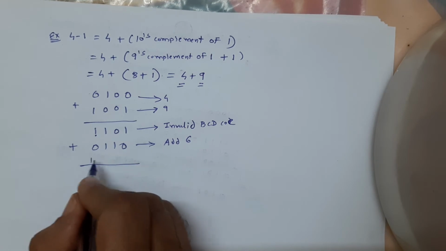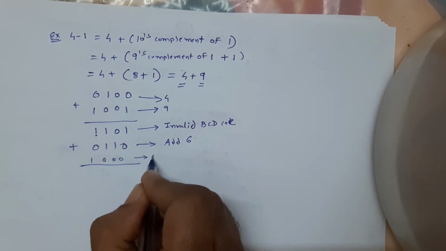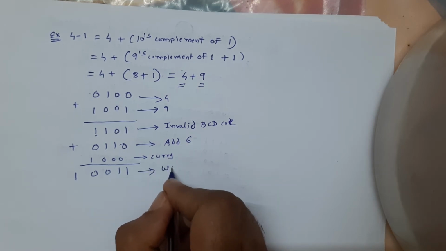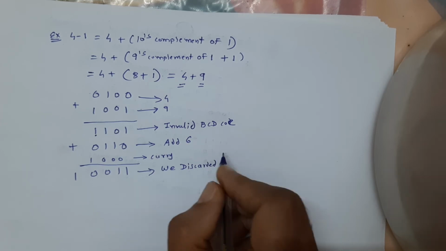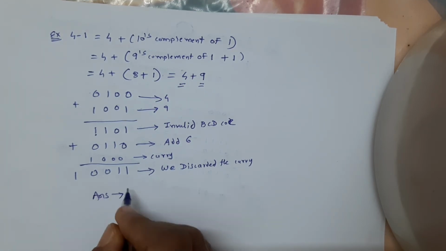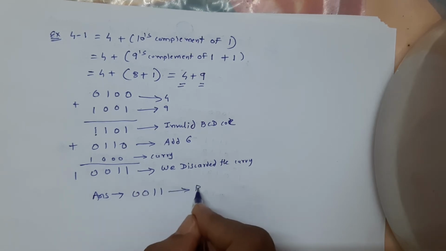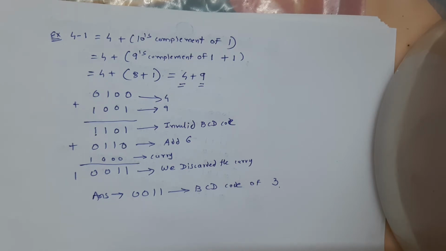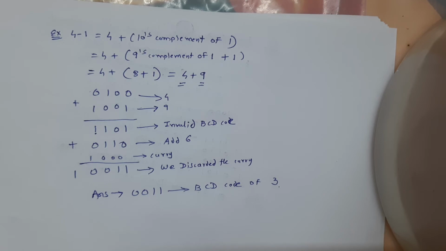So find out, this is your carry. So final answer is 0011. Here we discarded the carry because 5 digit. So the final answer is 0011, which is the BCD code of 3. So in this way you can add and subtract with the help of 9's complement and with the help of 10's complement, right? Now we will discuss when there are more digits.